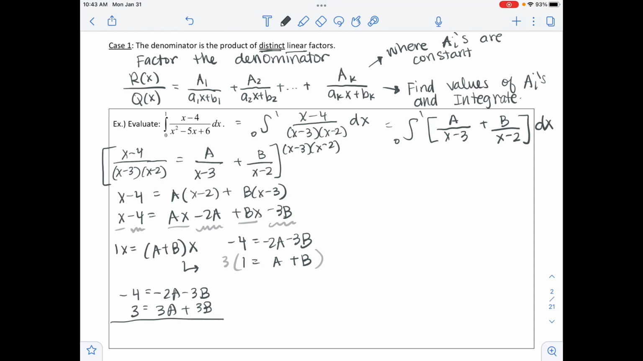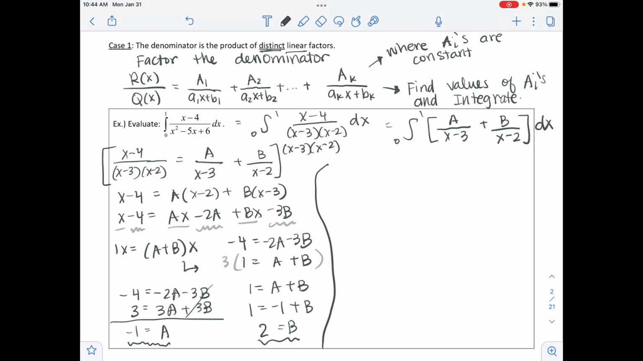And if I were to add these together, my B's are going to zero out. And I have negative 1 equals negative 2A plus 3A is just 1A or A. So I know that A is equal to negative 1. And then to find B, I'm just going to substitute this back into that original equation that I have up above, which was 1 equals A plus B. And so 1 equals negative 1 plus B, or B is equal to positive 2. So that allowed me to find those constants.